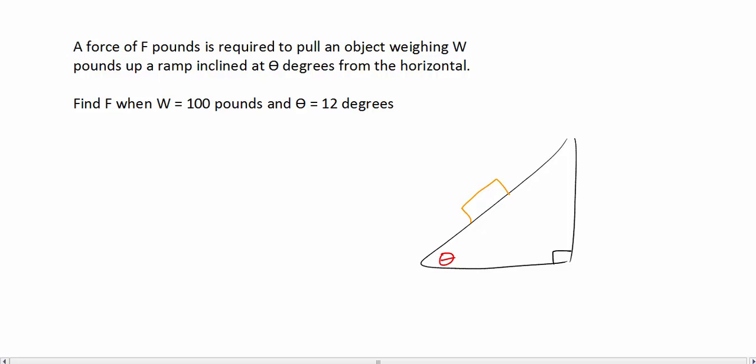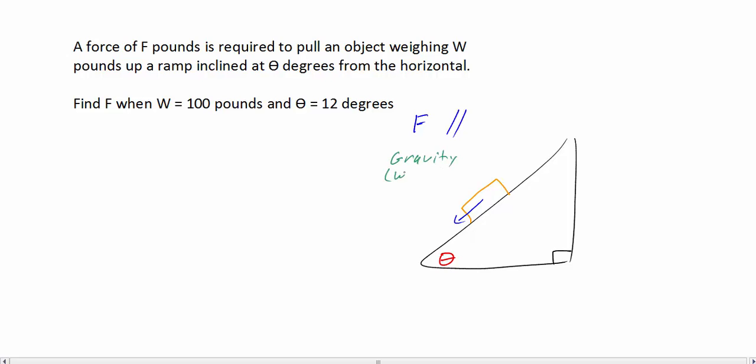Now, there's three forces that I want to talk about. We have a force F, which is going to be parallel. And that is the force here. We can think of it as the force that's pulling down on this object. Okay. And then we have gravity.